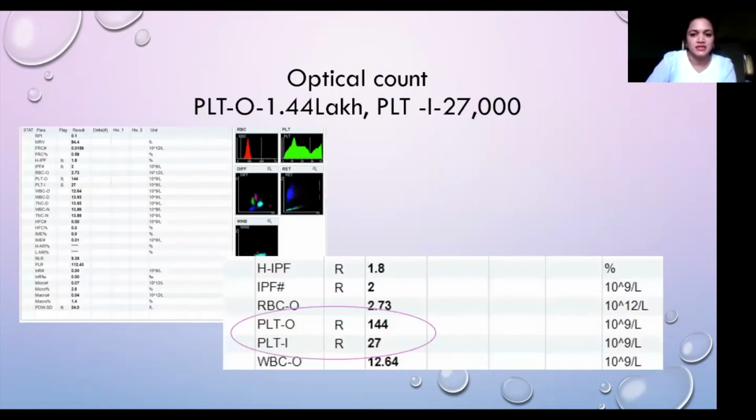There is another example here. If we can see the platelet count by impedance method, which was 27,000, while in the optical method the count was 1.44 lakhs, and this was a very useful parameter that we have studied.